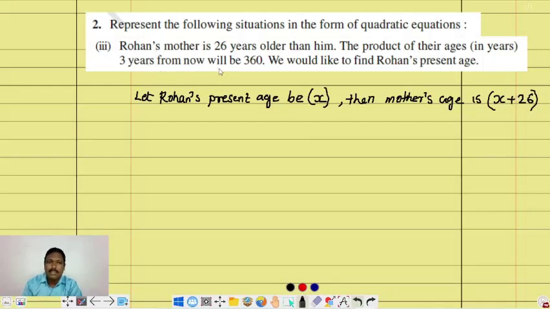3 years from now means after 3 years, Rohan's age will be what? Rohan's age will be X plus 3 years. Okay, so Rohan's age will be X plus 3 years.